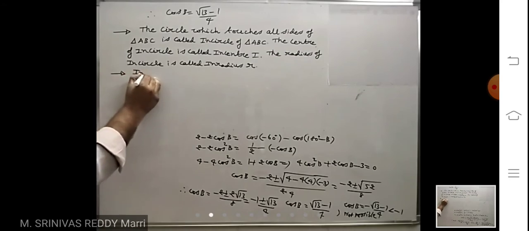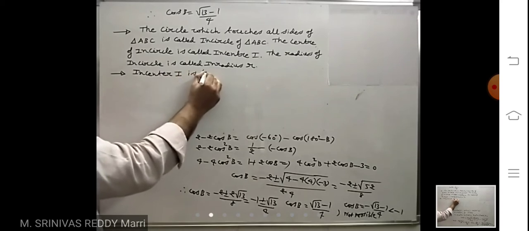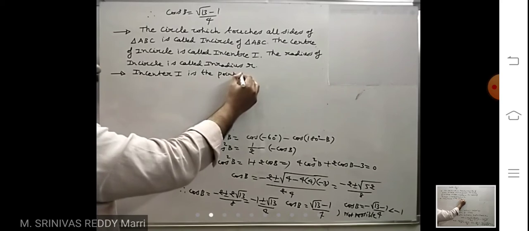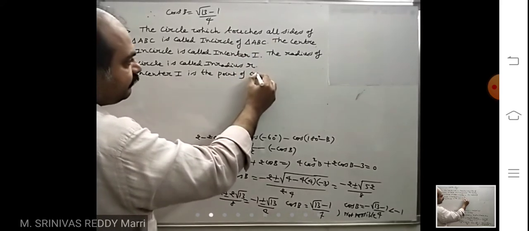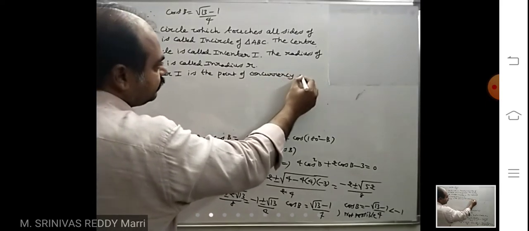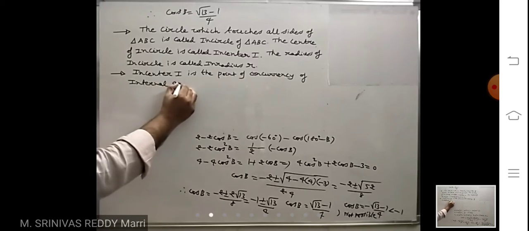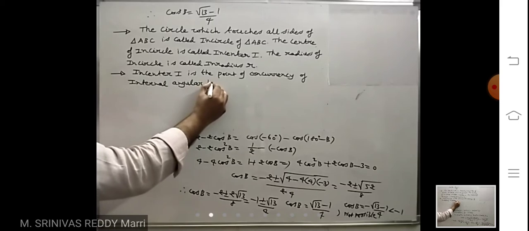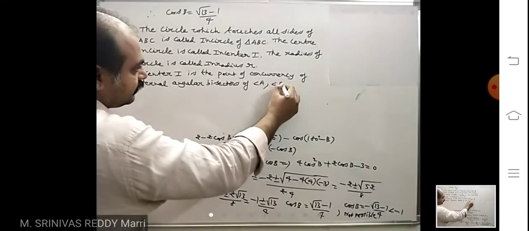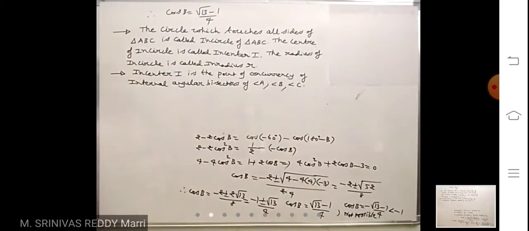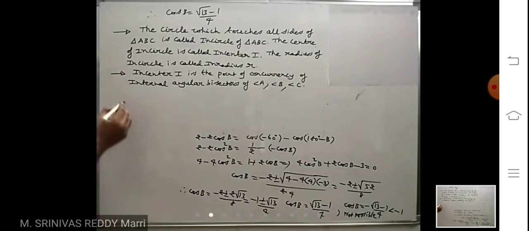Now, the incenter, what is the incenter I? Incenter I is the point of concurrency of internal angular bisectors of angle A, angle B, angle C. The incenter of a triangle, I, is nothing but the point of concurrency of the internal angular bisectors of angle A, angle B, angle C.